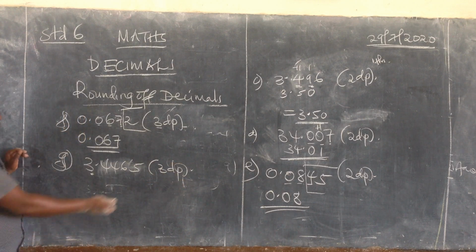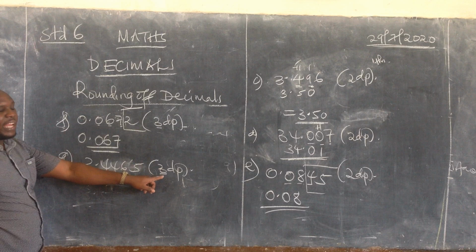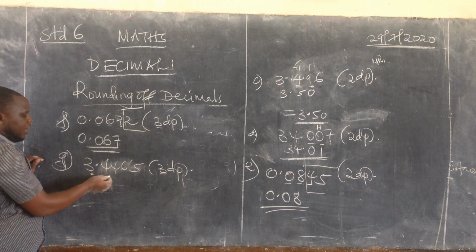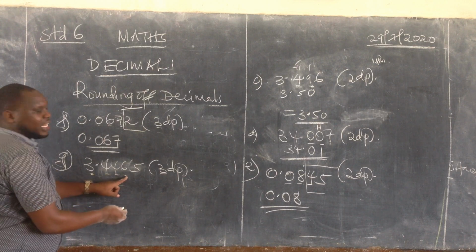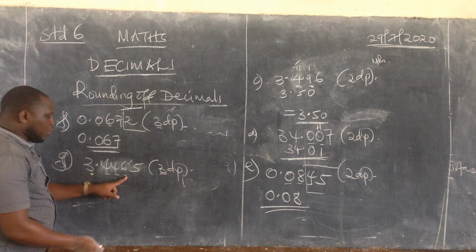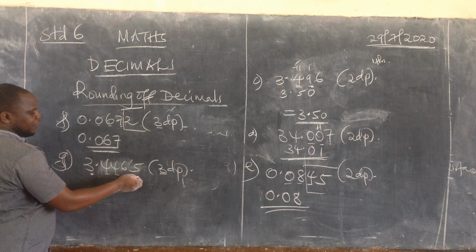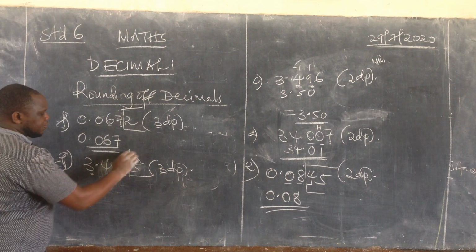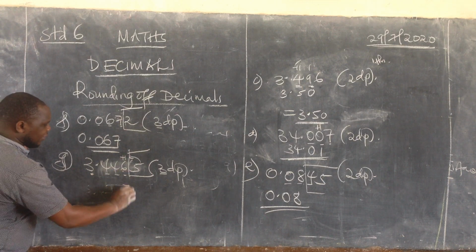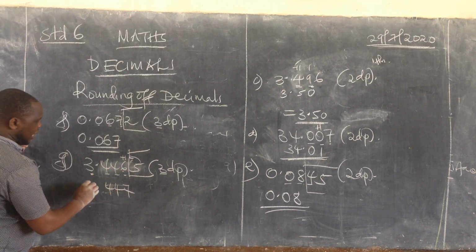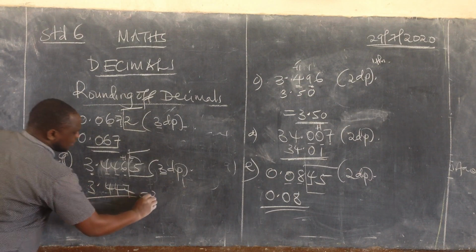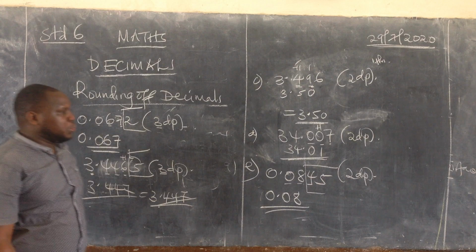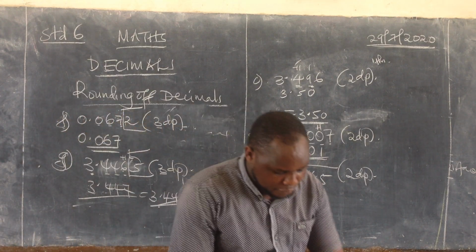So you require to count here. These are the ones guiding you. 3 decimal places, so after the decimal point, you count 1, 2, 3. You consider the fourth one, not the third one, learner, the fourth one. It's 5 and above, so you add 1 here, and you ignore the other part. It becomes 7, 4, 4, so your answer becomes 3.447. So that's exactly what I want you to do in the exercise I'm going to give you.